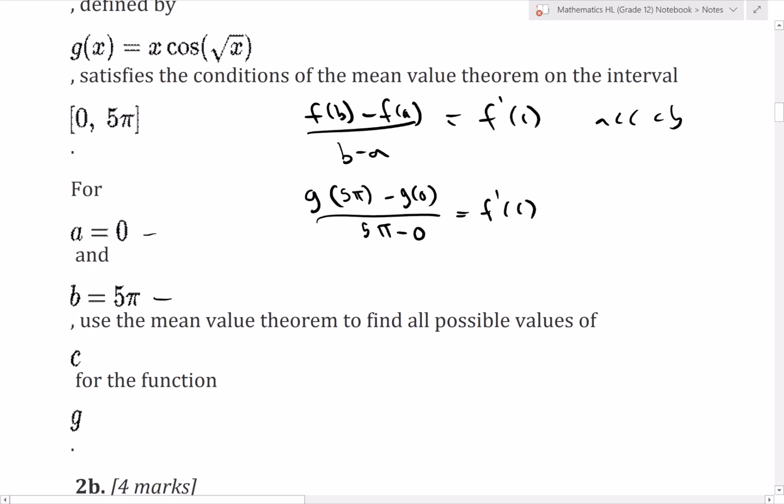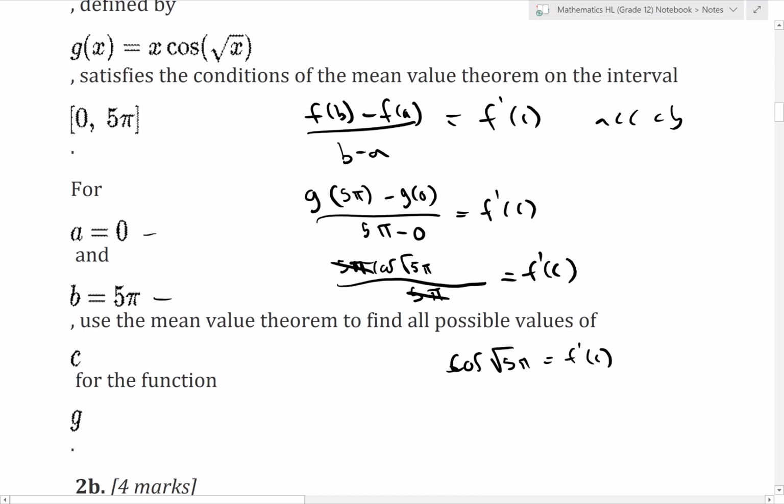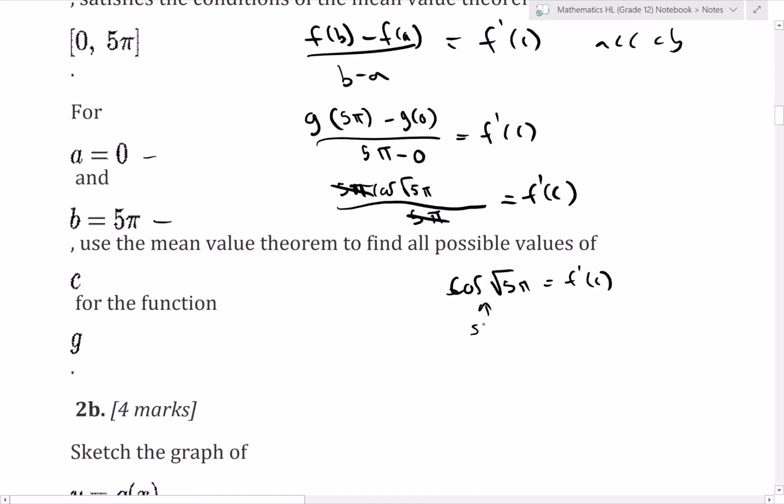So g of 5 pi is 5 pi times cosine of the square root of 5 pi, minus g of 0, which is just going to be 0, right? If you plug in 0 there, you're going to get 0. That's all over 5 pi. All right, so the left-hand side of this equation that I have here is basically the slope of the secant line. Remember, and actually these will cancel. And so we're left with cosine of square root of 5 pi equals f prime of c. All right, so again, this is the slope of the secant line. This is the slope of the tangent line.